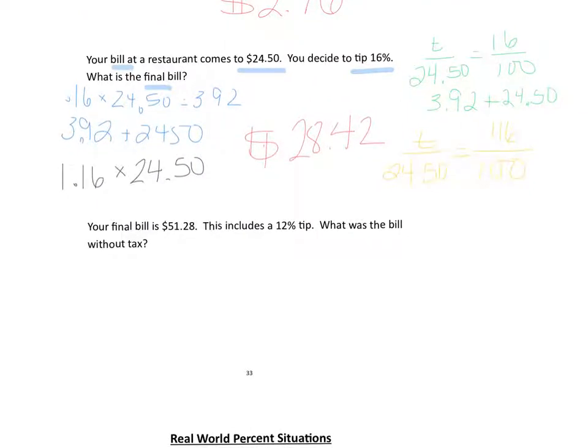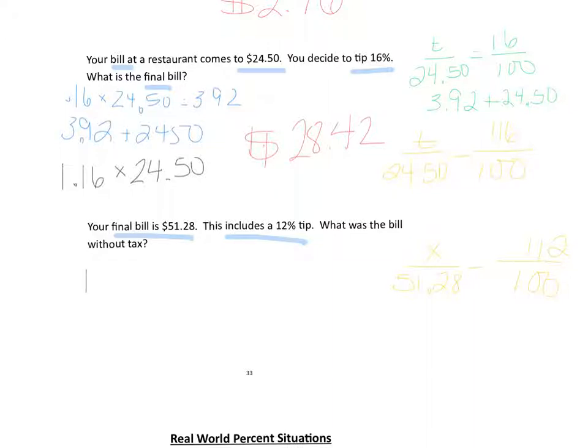On to the final tip problem. We have your final bill is $51.28. This includes a 12% tip. What was the bill without the tip? So once again, we can't do the blue and the green way because it already included that tip. So we had to pay that final amount of 51.28, which is 100% plus the 12%. 100% represents the bill, 12% represents the tip. And then we cross multiply and divide to find out the bill without tip.